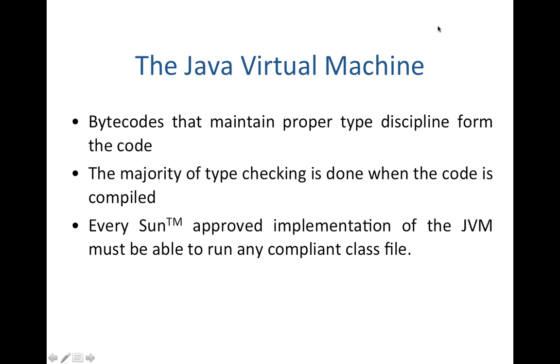Okay, and bytecodes. What is this bytecode? It is all about bytecode that maintains proper type discipline from the code. The majority of type checking is done when the code is compiled. So anything related to language syntax is checked during the compilation, and while running, it only looks at the runtime environment. That's why there are various error differences. While you're working, you will see, oh, it says class not found. That means it's during the runtime, no definition of the class found, it cannot find it during the runtime.